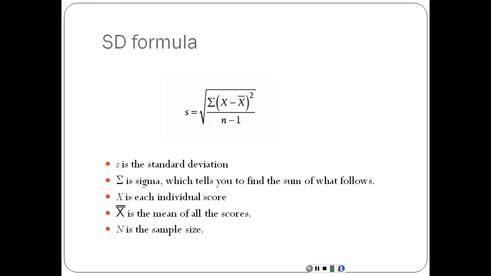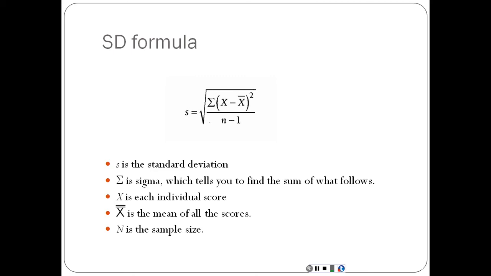Here is the standard deviation formula, where S is the standard deviation. Now we have our sigma symbol, which tells you to find the sum of what follows. What follows is our individual score, x, minus the mean of the scores, squared, divided by the sample size minus 1.